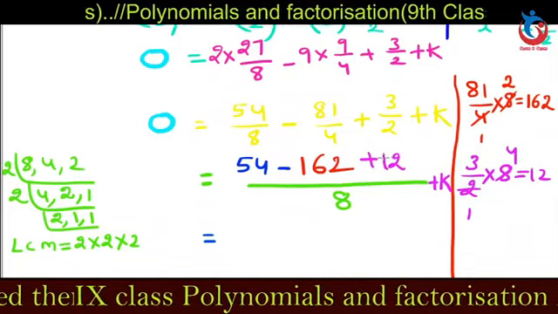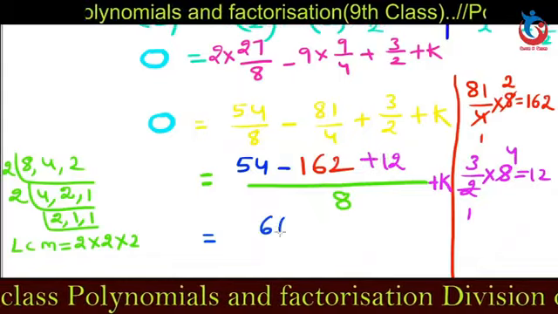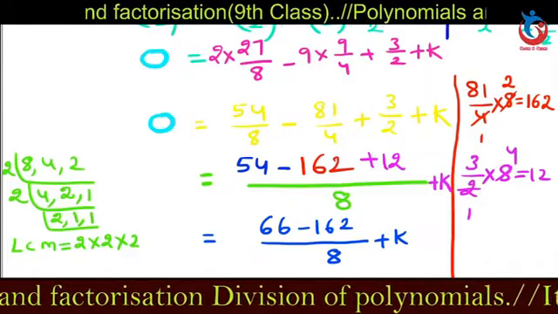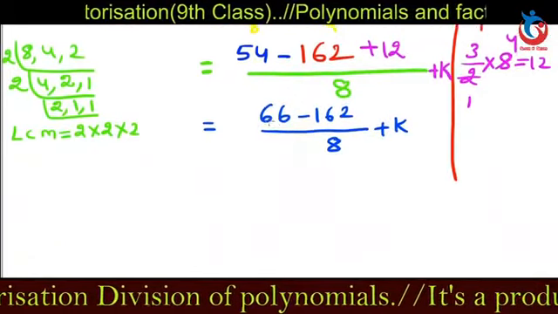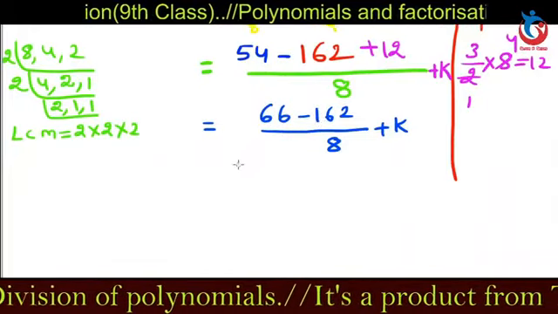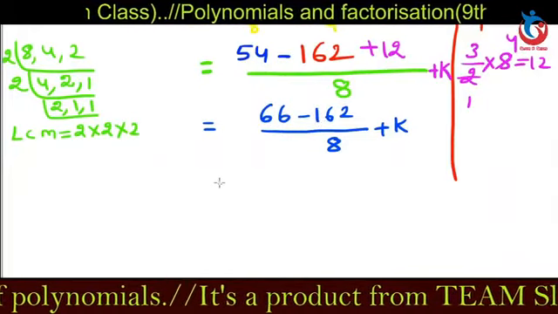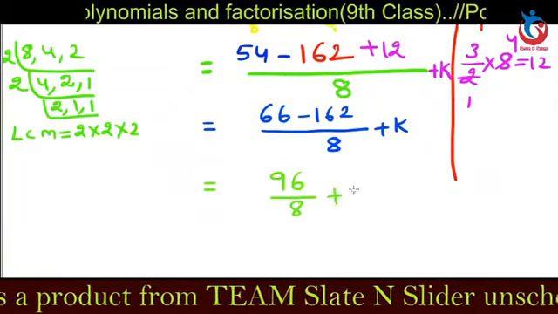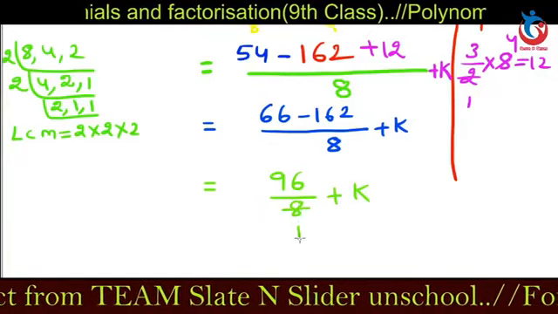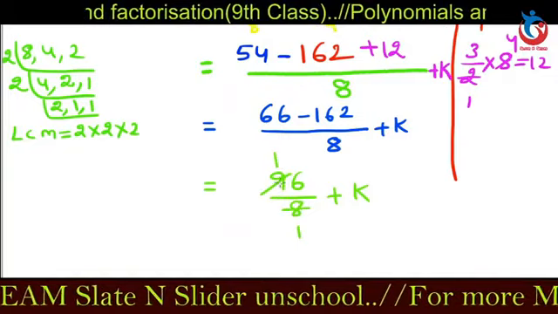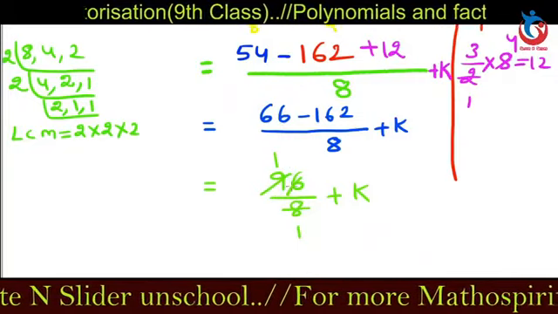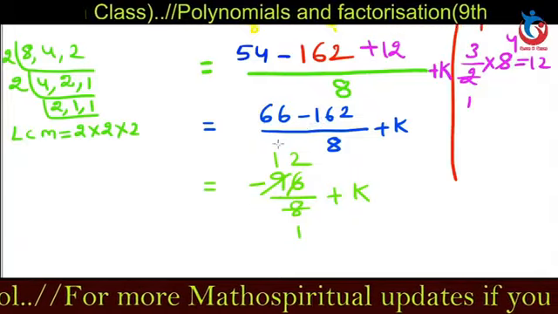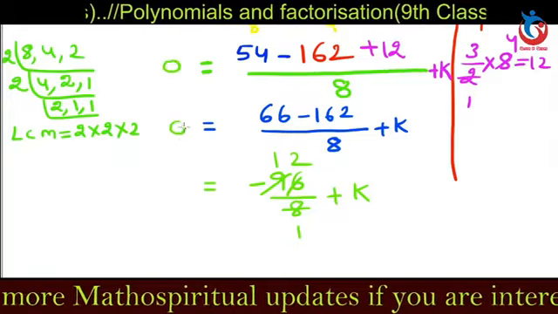So what we get? 54 plus 12, that is 66. So 66 minus 162 by 8 plus k. Again we can simplify. 66 minus 162. So what will happen? This is minus 96 by 8 plus k. So 8 1s are 8, 8 1s are 8. In this 96 we have 12, 8 2s are 16. It is a negative sign because the minus 162 has a negative sign. So the left side we have 0.